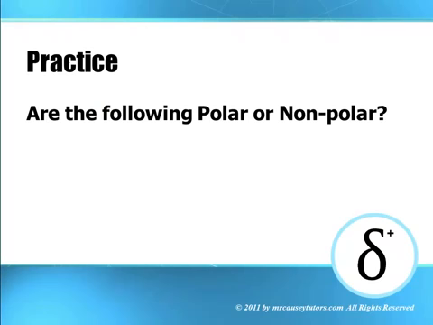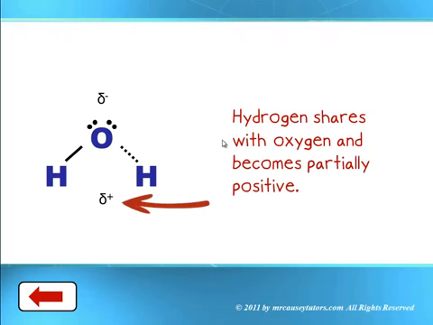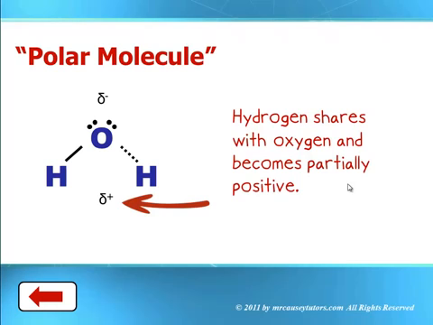Let's do a little practice. Are the following nonpolar or polar? Water is polar. Let's go see why. Oxygen is more electronegative and has 2 pairs of unbonded electrons. That would create a negative end. Hydrogen shares with oxygen and becomes partially positive. And so what do we get? We get a positive or partially positive region, and so a polar molecule.